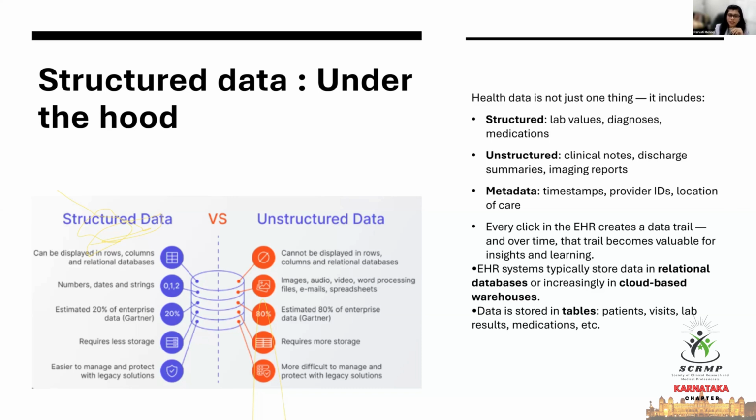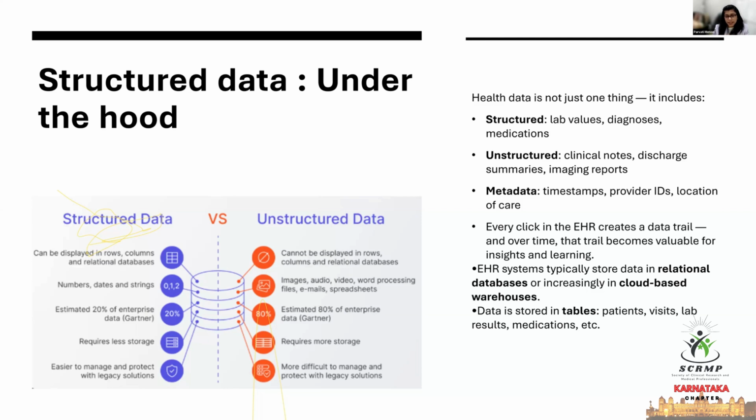And then the third layer is metadata. Now, metadata means it's information about the data that you entered. For example, a doctor entered something into the system. What time did the doctor enter? That time is the metadata. What place did he enter? That's the metadata. So it's information about the data.